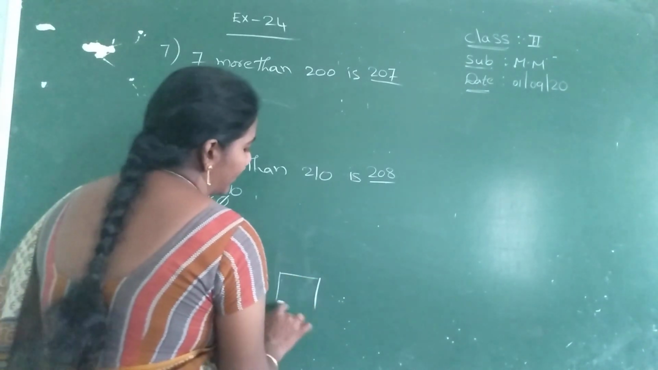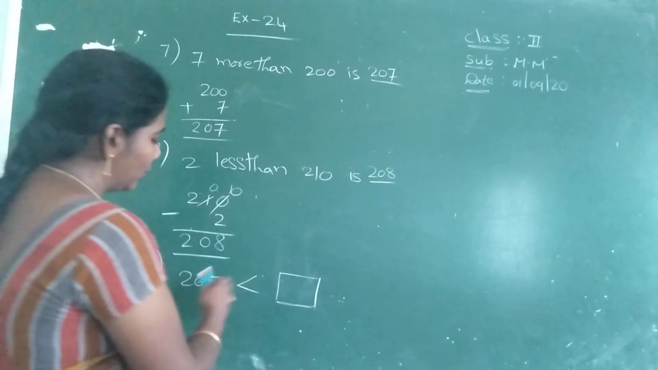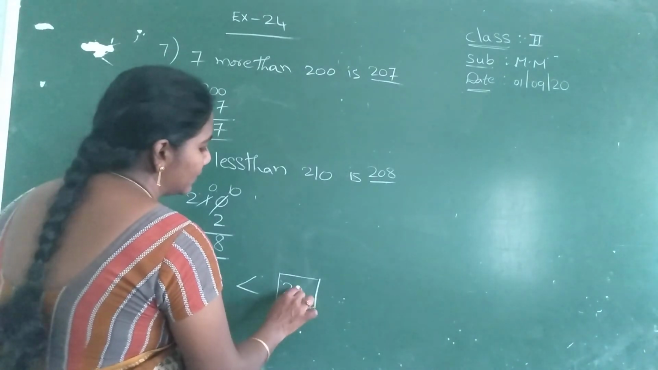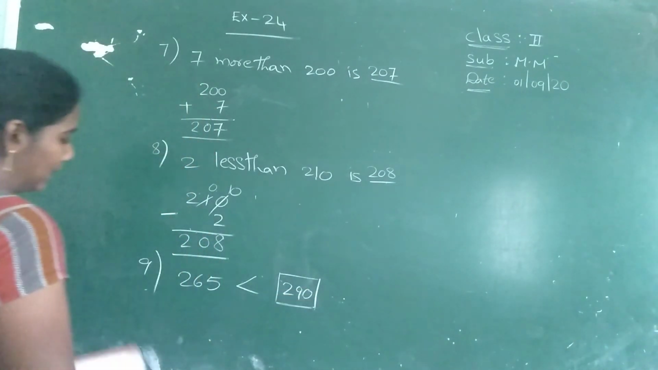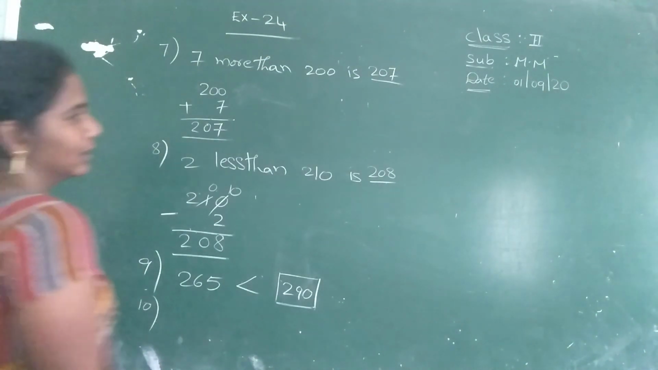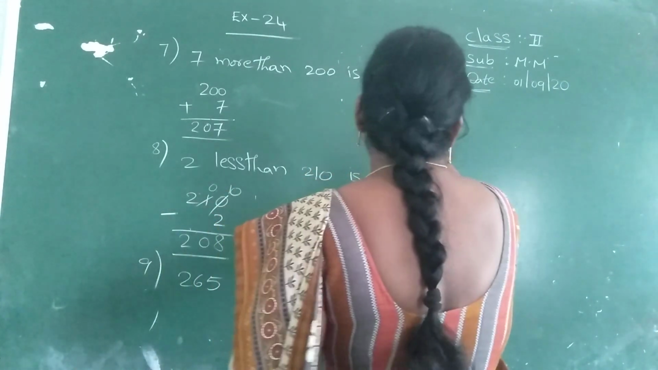a number more than 265 now. You have to write a bigger number than this number. Okay? Suppose write 290. Okay? Next. Next Nana, 10th one.